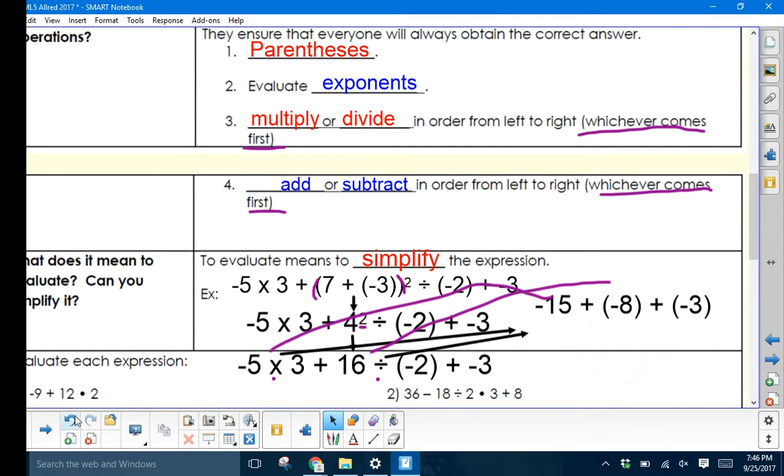Okay. Now I'm just going to add from left to right. I've got negative 15 plus negative 8. That's negative 23. Oh. And then I've got negative 23 plus negative 3. Happens to be negative 26. Those are basically the kind of problems that you're going to see.